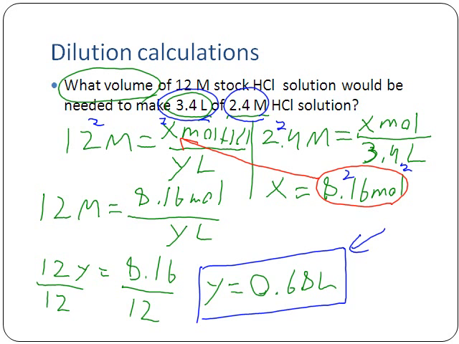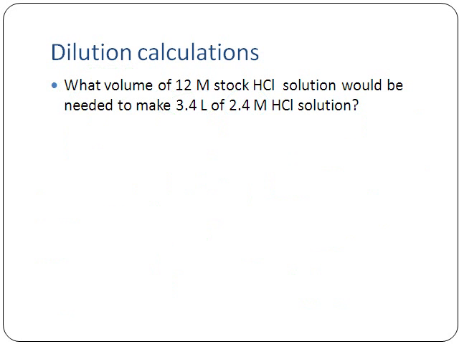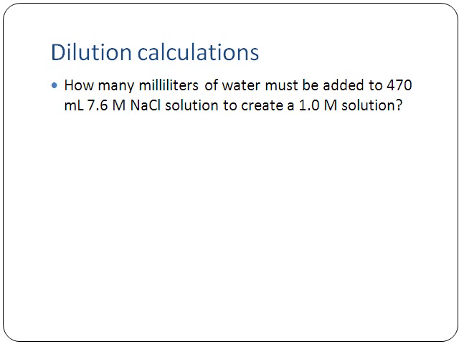So let's take a look at another guy here. Let's try another one out. And so this one says, how many milliliters of water must be added to 470 milliliters of a 7.6 molar sodium chloride salt solution to create a 1.0 molar solution?